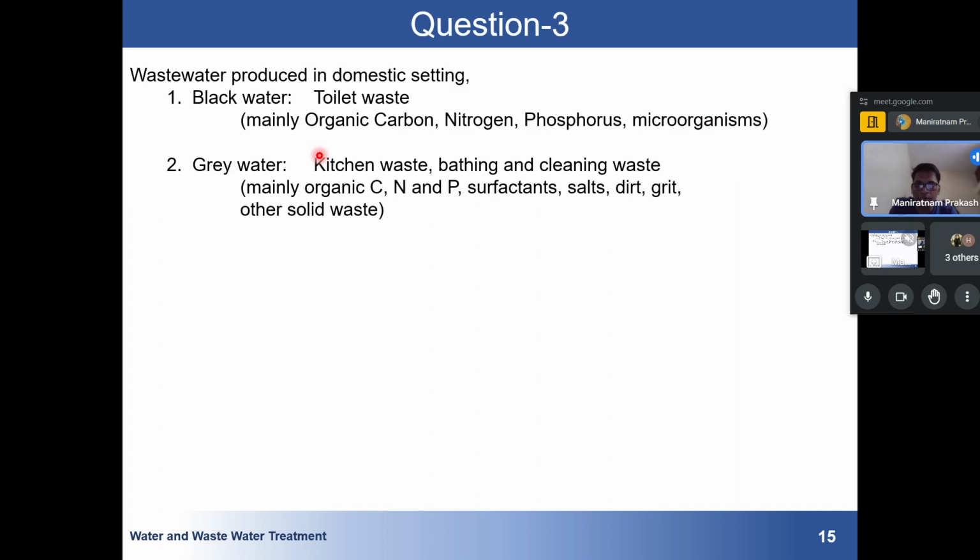The second kind of wastewater which we produce in our domestic setting, meaning the house, is kitchen waste, which is also mainly organic plus other things. Then there is washing and cleaning waste. Toilet waste is different from kitchen waste, and that is being referred to as black water and gray water. Gray water contains all kinds of waste, organic from the kitchen, and washing and cleaning waste which will produce dirt, soap waste, and all these things. Combining black water plus gray water is known as domestic wastewater. I hope this is clear.